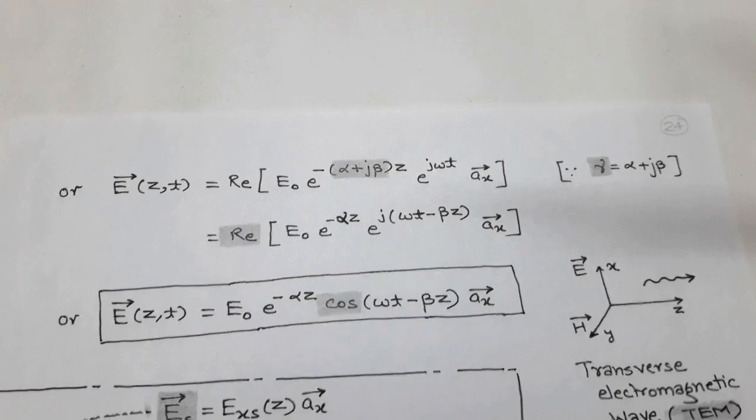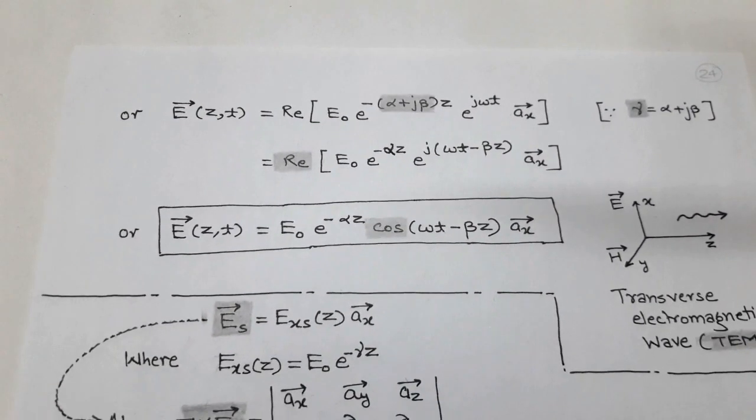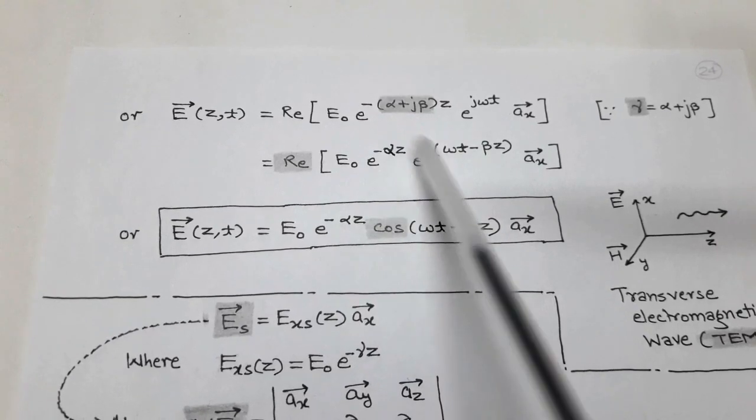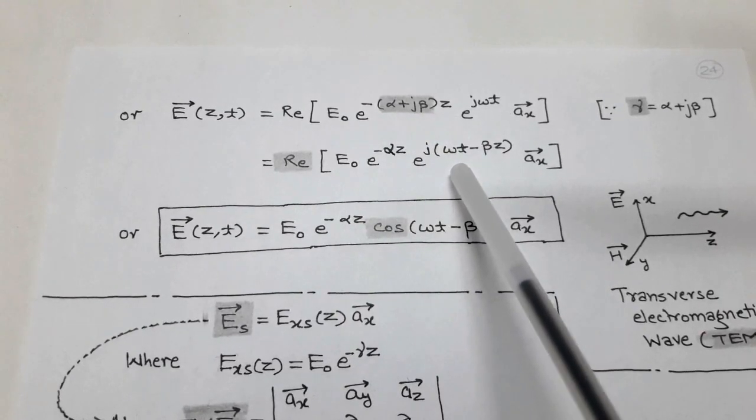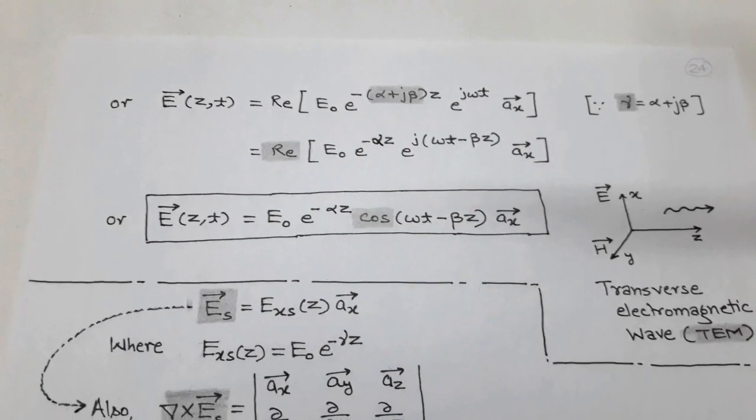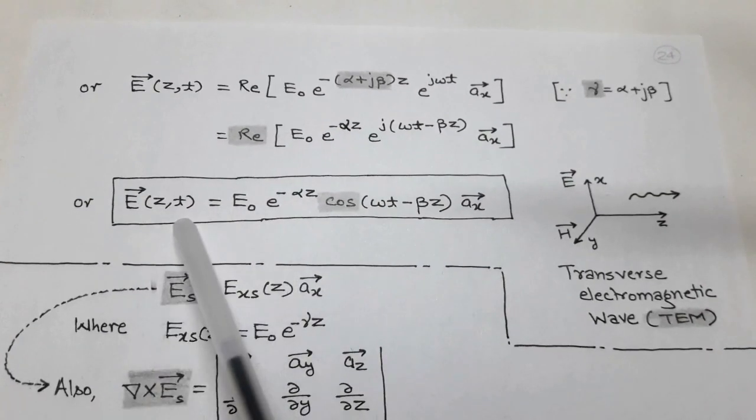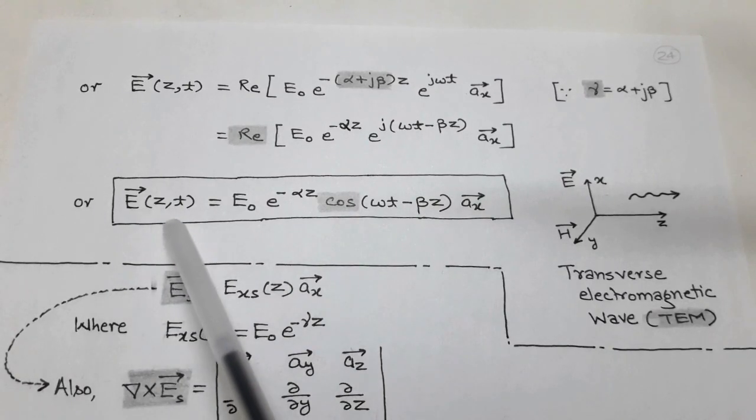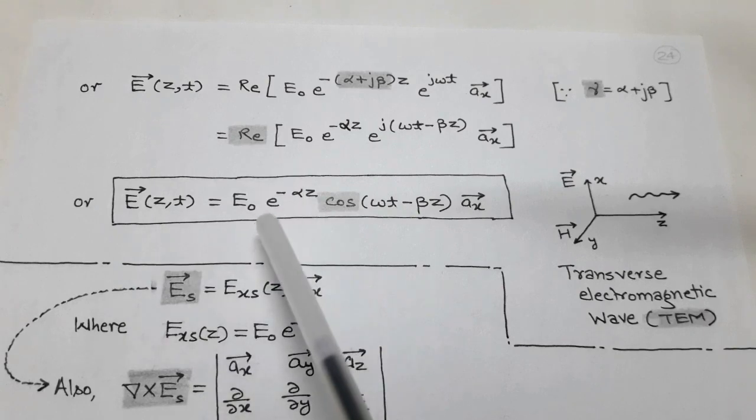So the exponent becomes the real part of E0 e^(-αz) e^(j(ωt - βz)) in the x direction. This is the equation of the electric field in the case of electromagnetic waves. This electric field is a function of displacement z and time t, and is called the instantaneous value of the electric field E.